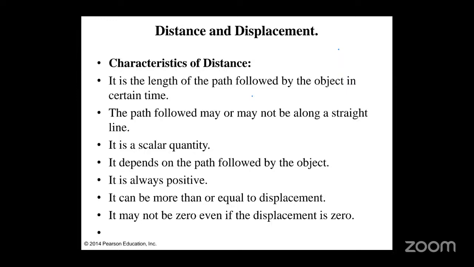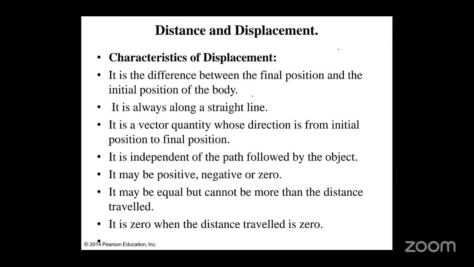Now, characteristics of distance. It is the length of the path followed by the object in certain time. The path followed may or may not be along a straight line. It is a scalar quantity. It depends on the path followed by the object. It is always positive. It can be more than or equal to displacement. It may not be zero, even if displacement is zero. You need to note those points, very important.